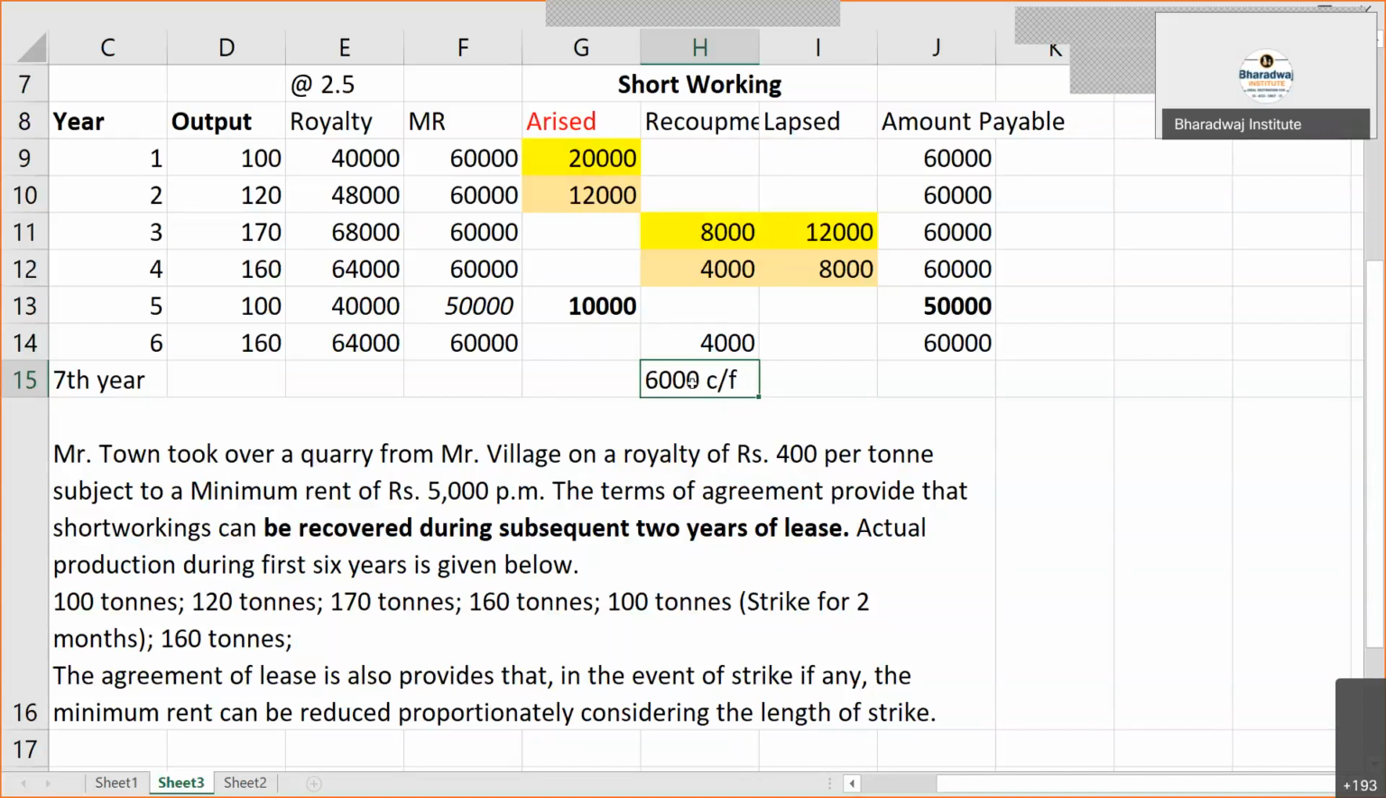See, an MCQ can be tested like how much is lapsed in the second year, third year, and fourth year. And the tricky question will be how much is lapsed in the sixth year. Options given will be like 4,000, 6,000, 0, 10,000. So immediately you will choose 6,000. No, it's actually 0. It's carried forward to the next year.